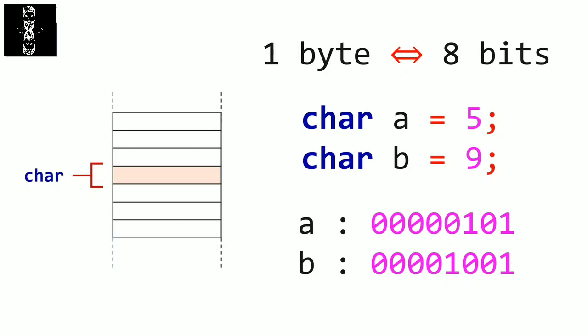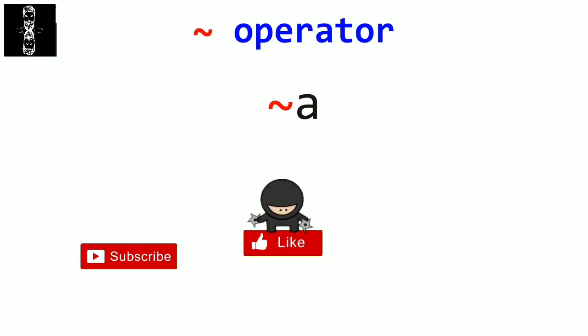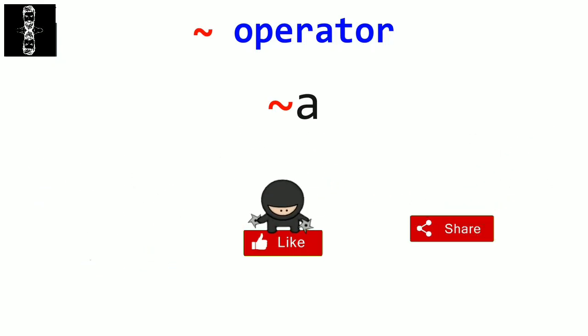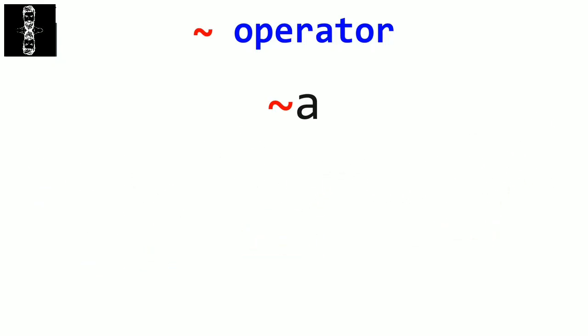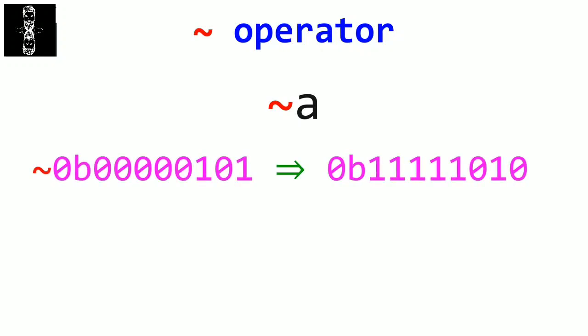Let's start with the bitwise not operator, represented by a tilde like this. This one is a unary operator. This operator will just return its operand with the reversed values of bits. For example, if we use it with our variable a, which is represented as 00000101, the result will be 0b11111010 in binary. The 0b notation here is just used to specify that this is a binary number.